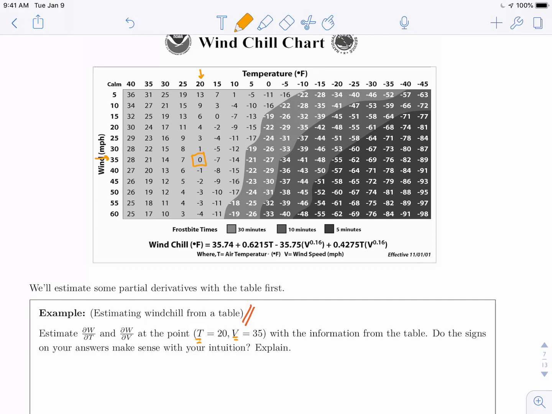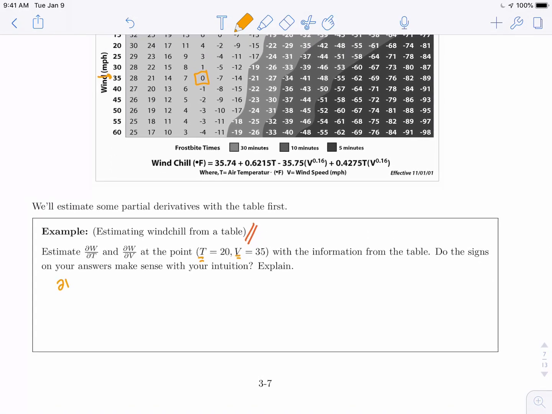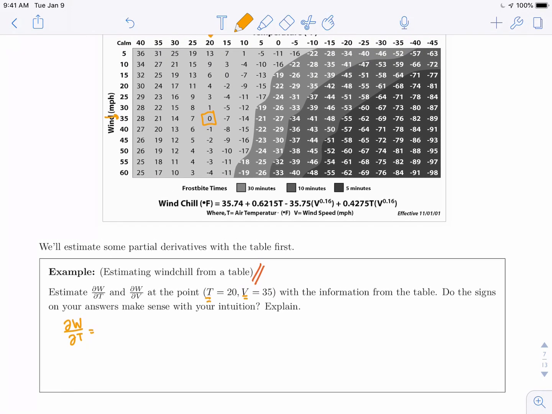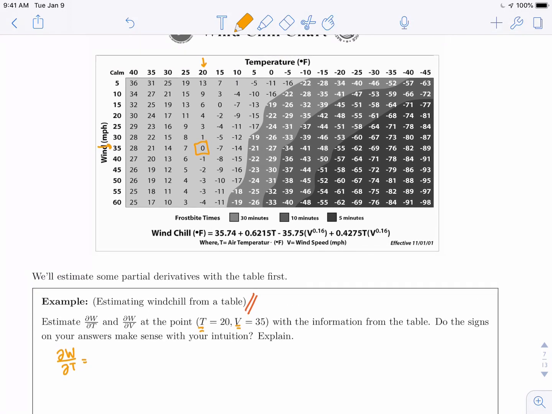I'll do the first one, and then I'd like you to pause, see what you can come up with for the second one, and then see how you did. If I want to estimate partial W over partial T, I want to allow T to change and see what the effect is on the wind chill while leaving the wind speed constant. That means we're going to be moving in this row, in one of two directions. Either we'll move over to 25 or we'll move over to 15. Again, we want to keep our wind speed constant, which means we're staying in the same row, but we allow temperature to vary. So I get to pick. Maybe I'll look at the temperature going from 20 to 25.